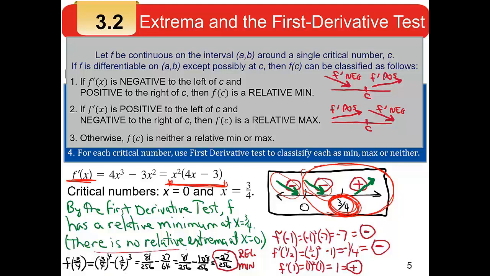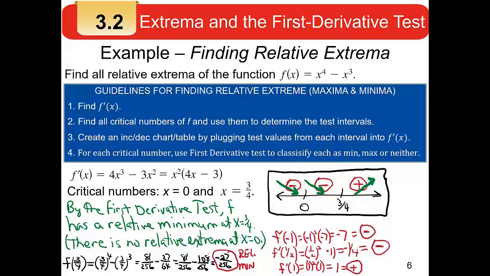and do the calculation. And I won't do it here. I show it, but I'm not going to talk my way through it. It comes out to be negative 27/256. And remember, that number, negative 27/256, was obtained by plugging back into the original function, not into the derivative. So be really careful about that.